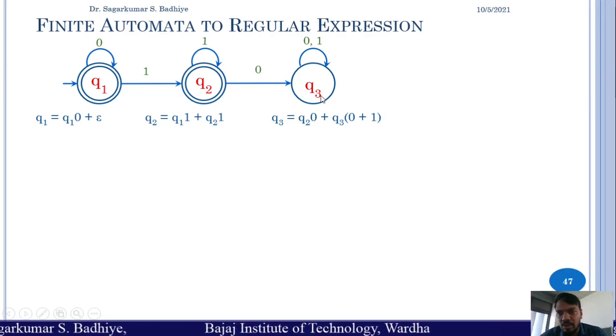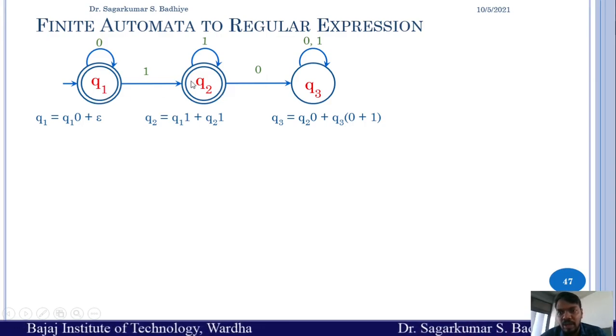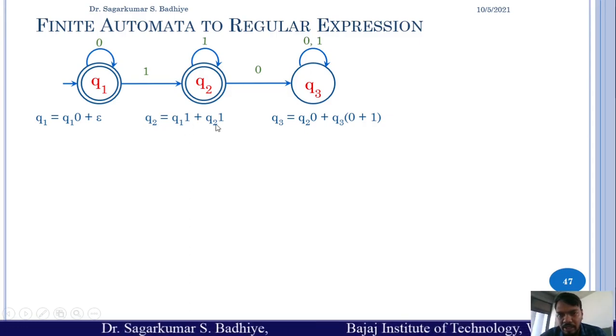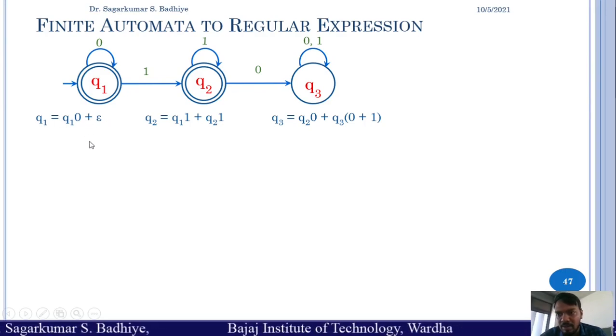Now you need to obtain the expression in terms of 0 and 1 for the final states. Here we have two final states, so we need to obtain it for both. Let us see how we can solve this. To get the equation in terms of q2 we need q1 and q2; for q1 we need q1 only, so we can directly start from q1.